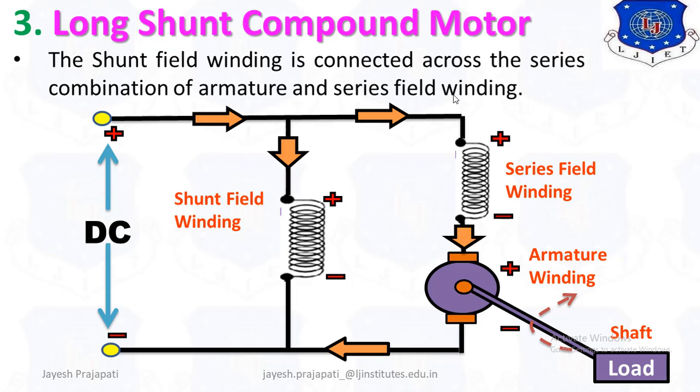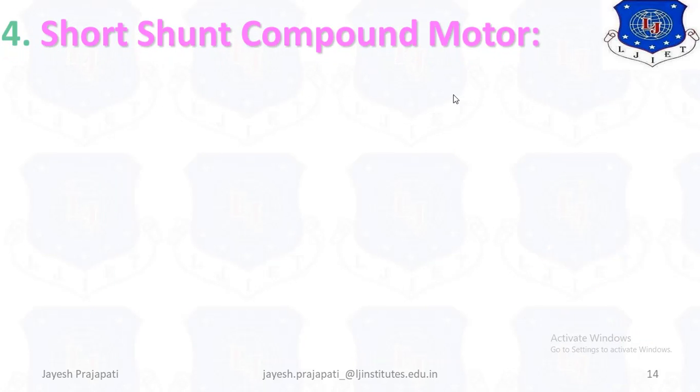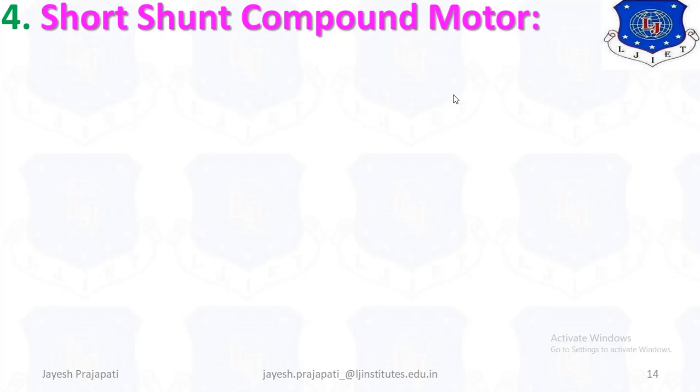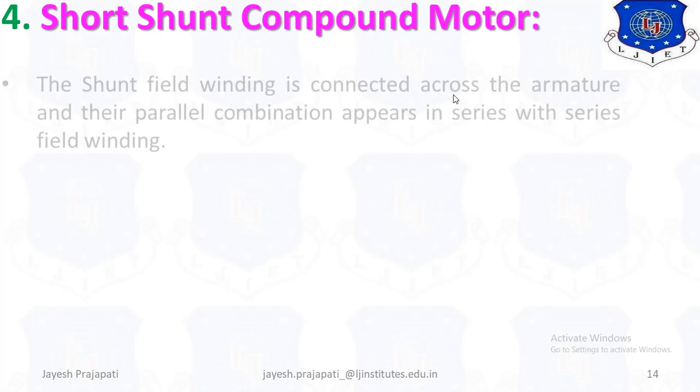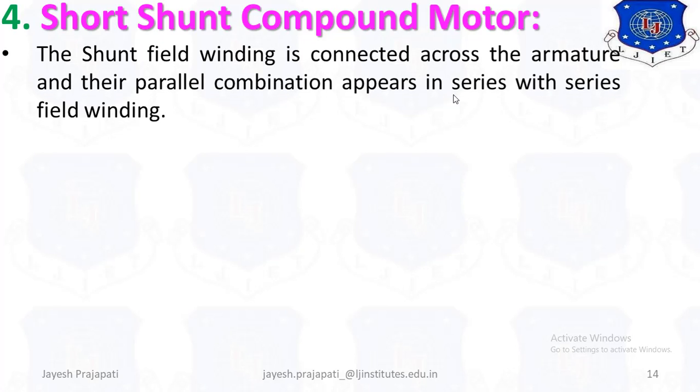Okay, now next, that is the short shunt compound DC motor. In the short shunt compound DC motor, as per the name, there is a short shunt connection. So let us study. The shunt field winding is connected across the armature and their parallel combination appears in series with the series field winding. So you can see the shunt field winding is connected across the armature and their parallel combination appears in series with the series field winding.